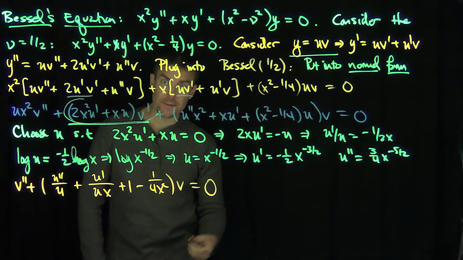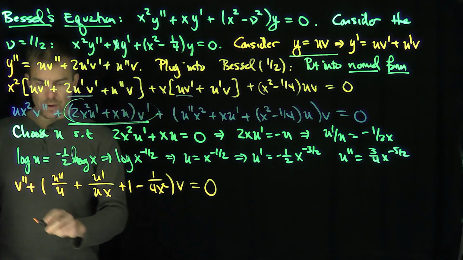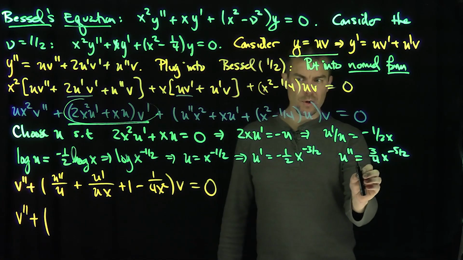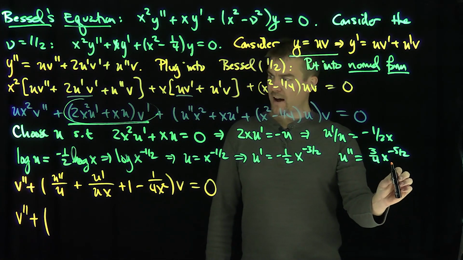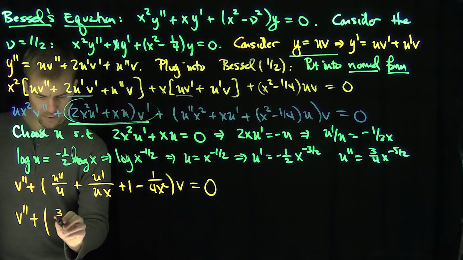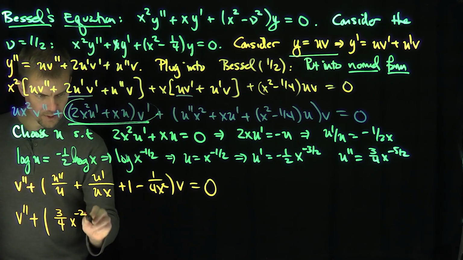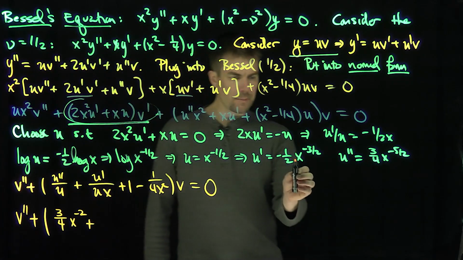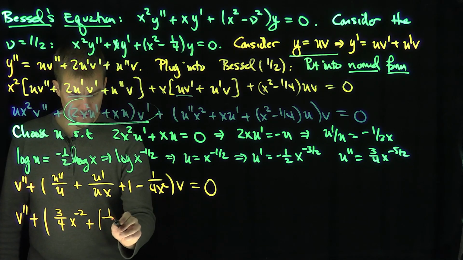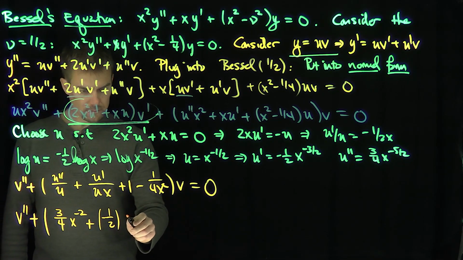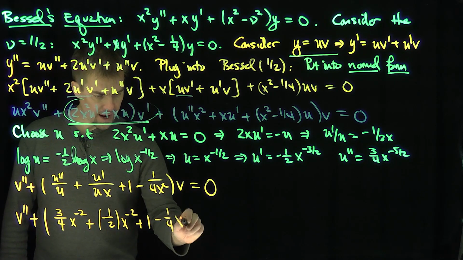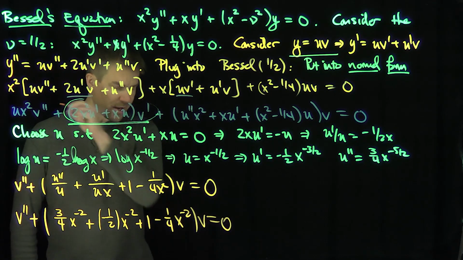Now that equation looks really messy, but let's see what it simplifies to, right? This equation is going to simplify to v double prime plus u double prime over u. So u double prime, x to the negative 5/2, over x to the negative 1/2 is x to the negative 2. So this is going to be 3/4 x to the negative 2 over here. u prime over u is going to be negative 1/2 x to the negative 2. That's going to be a negative 1/2 x to the negative 2, plus 1, and then negative 1/4 x to the negative 2 applied to v is equal to 0.